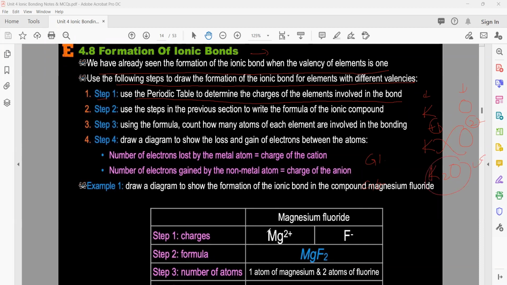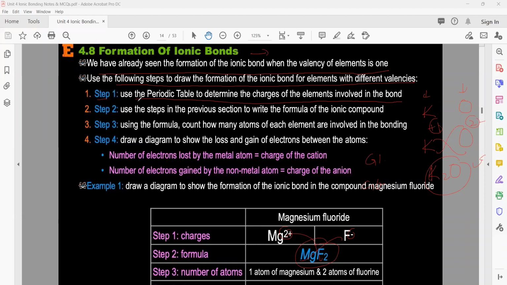In the same way, they have given magnesium here. Magnesium is group 2, it has plus 2. Fluoride is group 7, it has minus 1. So 2 will come here and 1 will come here. The formula will be MgF2. So this is how they will draw the formula.